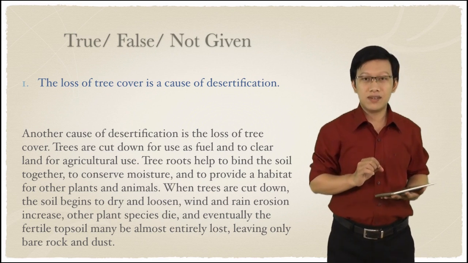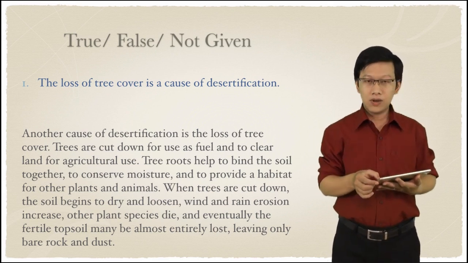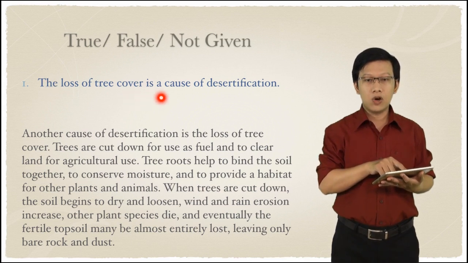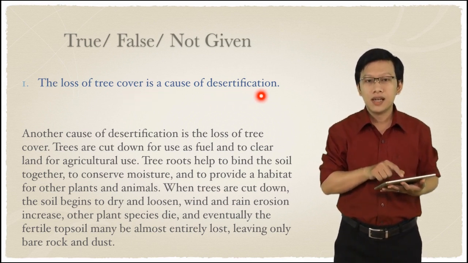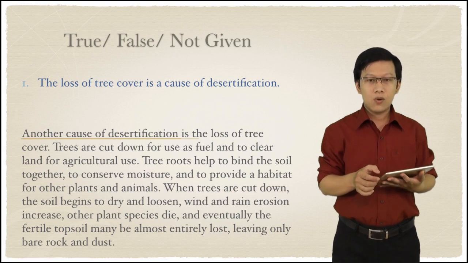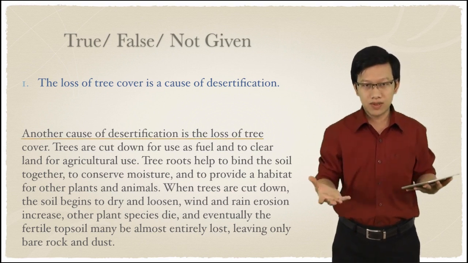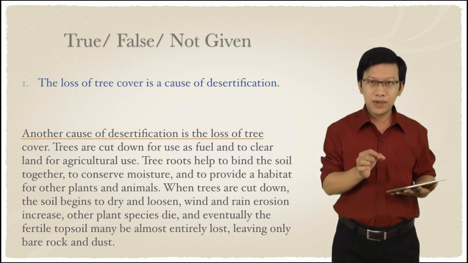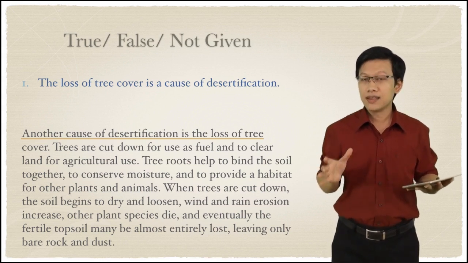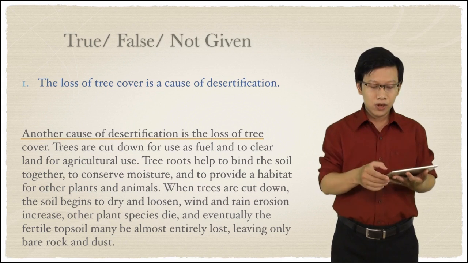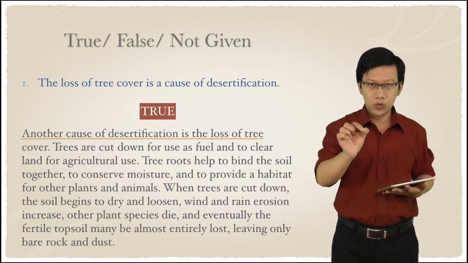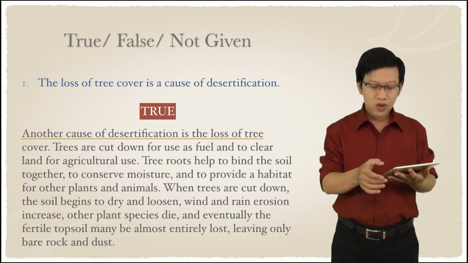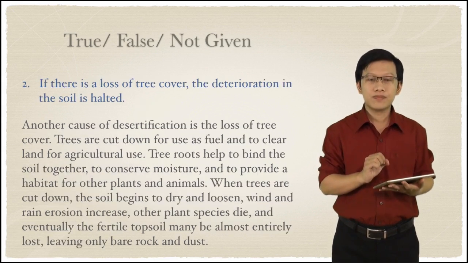Alright, I think you must have found the answer for yourself. Let's say the loss of tree cover is a cause of desertification. Let's take a look at this. The first sentence of the paragraph says another cause of desertification is the loss of tree cover. Basically, these two sentences mean the same thing, and so your answer is true. This is entirely true.